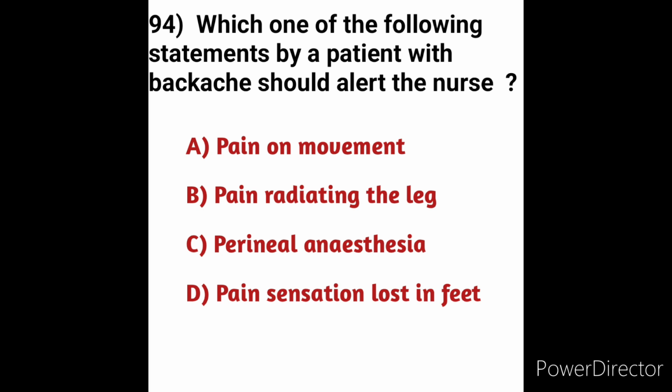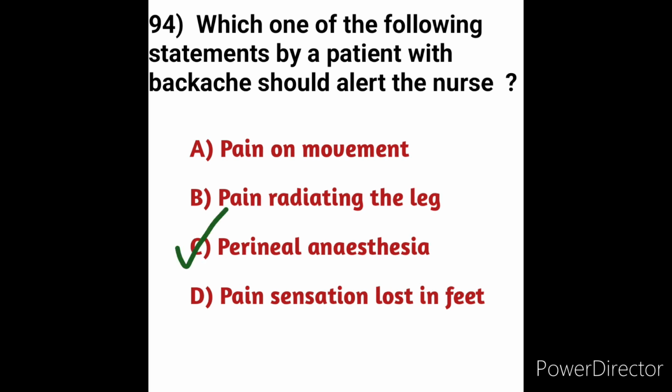It is also seen in cauda equina syndrome, which occurs secondary to a large disc herniation leading to neuropathy. Perineal anesthesia is commonly defined as the loss of sensation in the area of the buttocks, perineal space and thighs. So here option C, perineal anesthesia. The statement by a patient with backache that should alert the nurse is perineal anesthesia. Option C is the correct answer here.